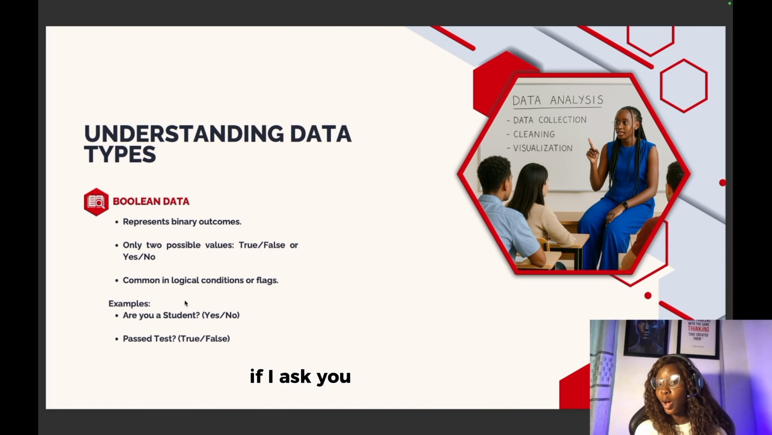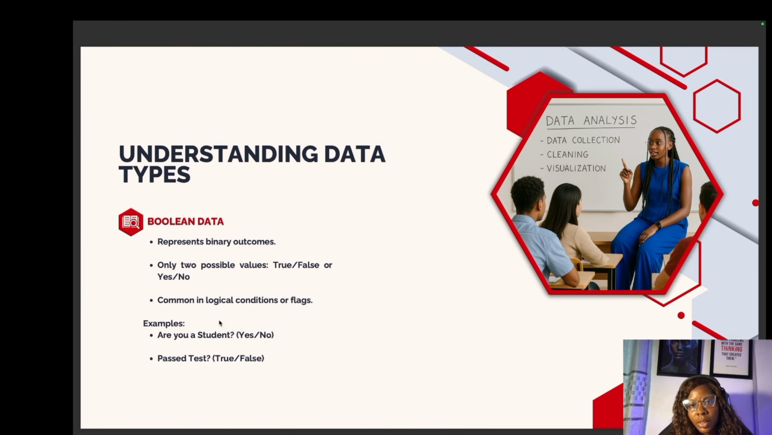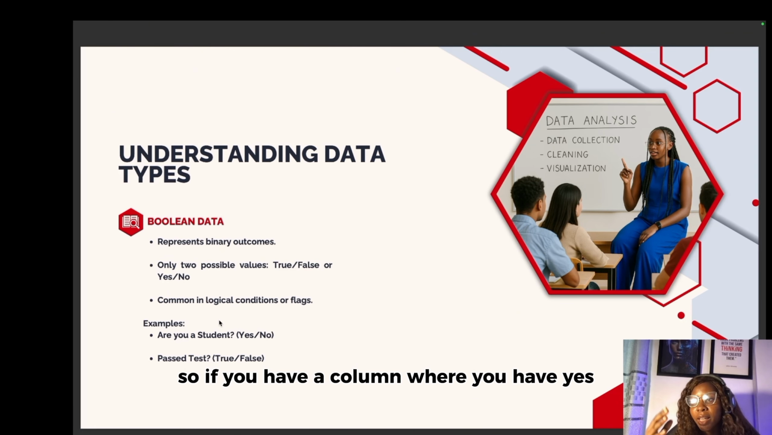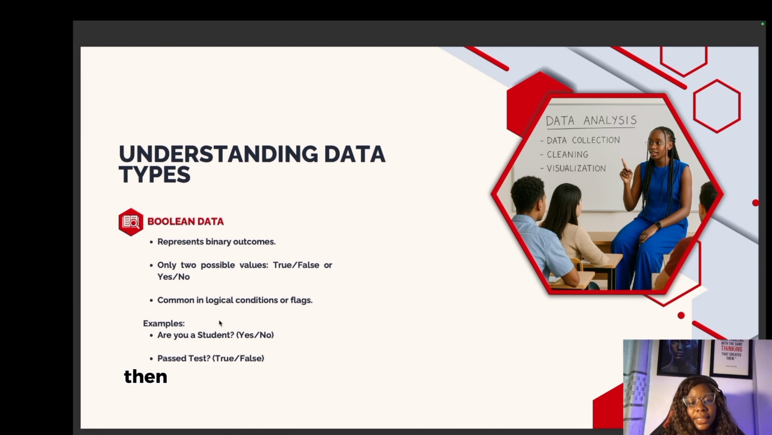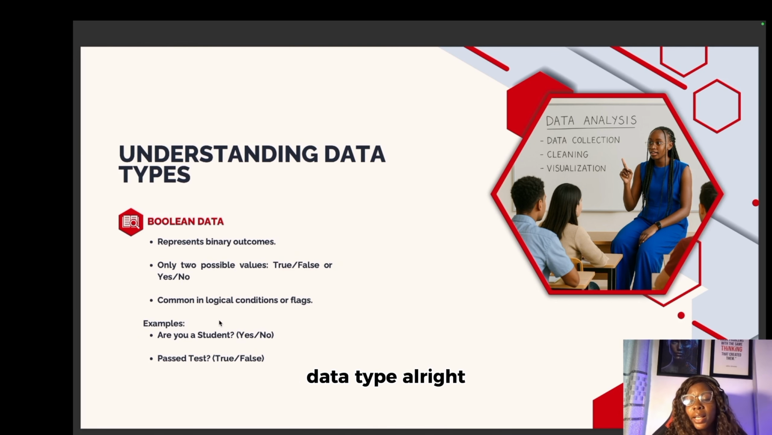For example, if I ask you, are you a student? You tell me either yes or no. So if you have a column where you have yes, no, yes, no, yes, no, then the data type for that column would be a Boolean data type. And if I asked you, did you pass the test?